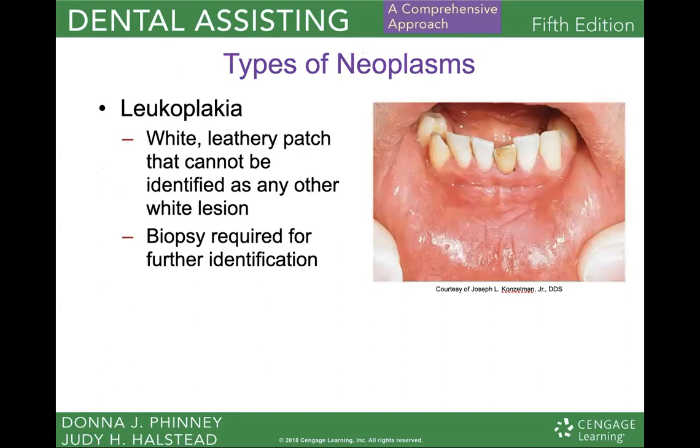Some types of neoplasms include leukoplakia, which results usually show hyperkeratinization, but it could also show dysplastic cells. There is a controversy over whether this is a pre-malignant condition and should be examined periodically for any changes. So leukoplakia is a white leathery patch that cannot be identified as any other white lesion. Usually a biopsy is required for further identification.